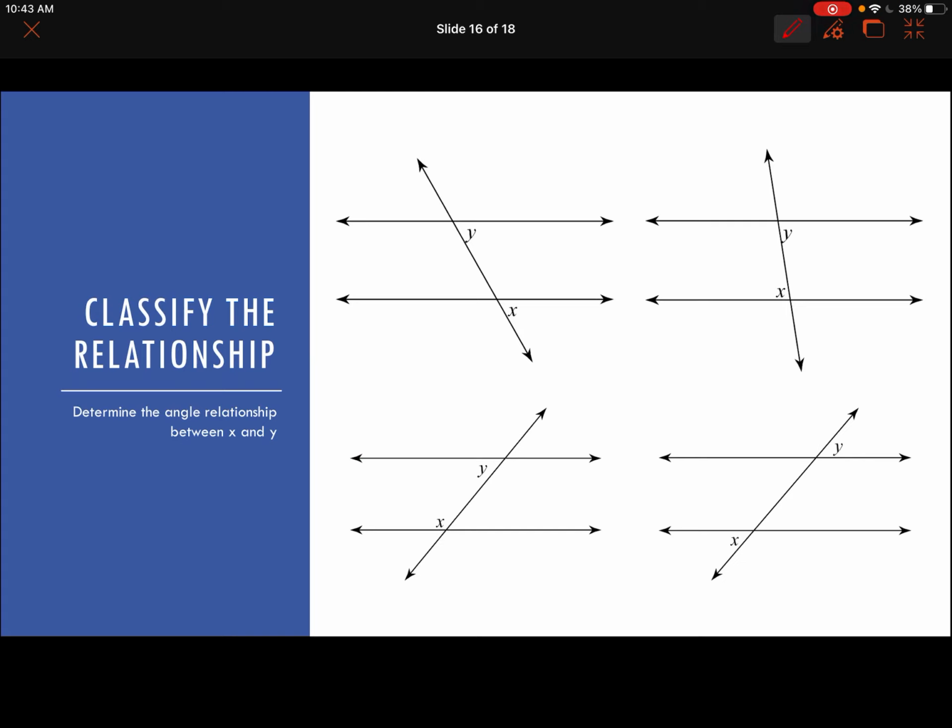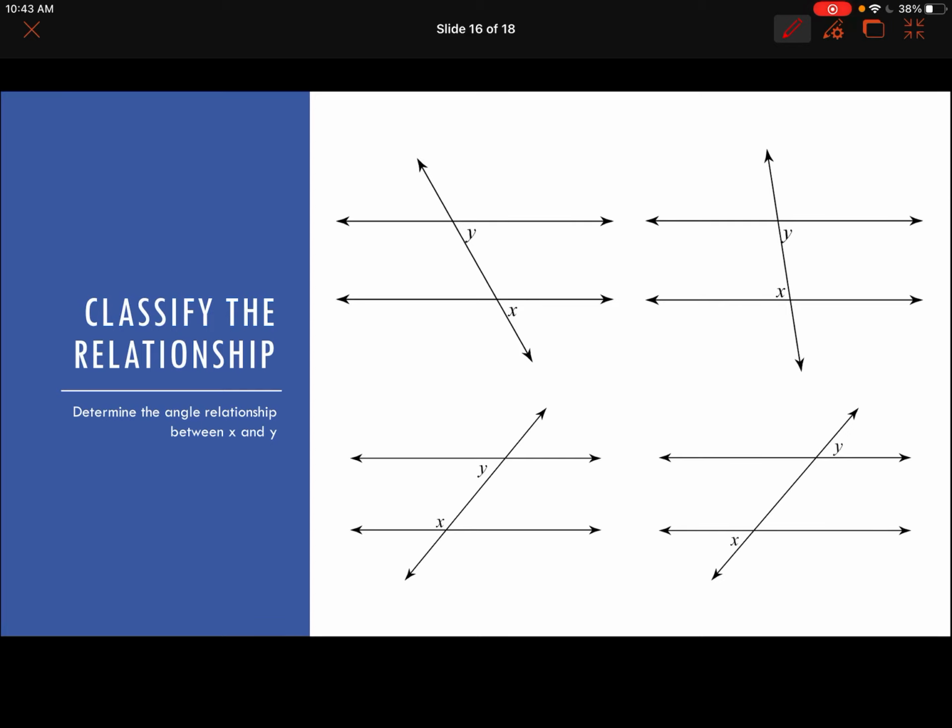So pause the video and see if you can classify the relationships between X and Y. And that's going to be alternate interior, alternate exterior, same side exterior, same side interior, or corresponding. Pause the video and come back to check your answers.